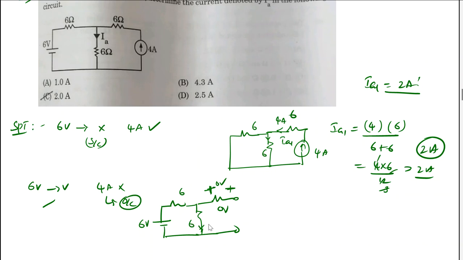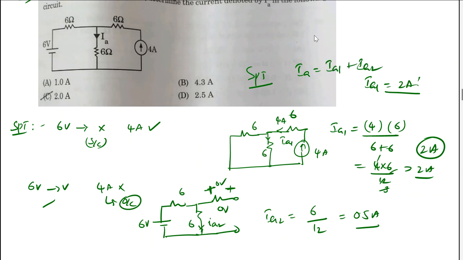Now what will be the current here? Let me take IA2. So IA2 will be equal to the total voltage 6 divided by 12. How much is it? 0.5 amps. Now as per the superposition theorem, you need to add the algebraic sum of these two currents. That is, the resultant current IA is equal to IA1 plus IA2. So IA1 is 2 plus IA2 is 0.5. The answer will be 2.5, which is the correct answer for this question.